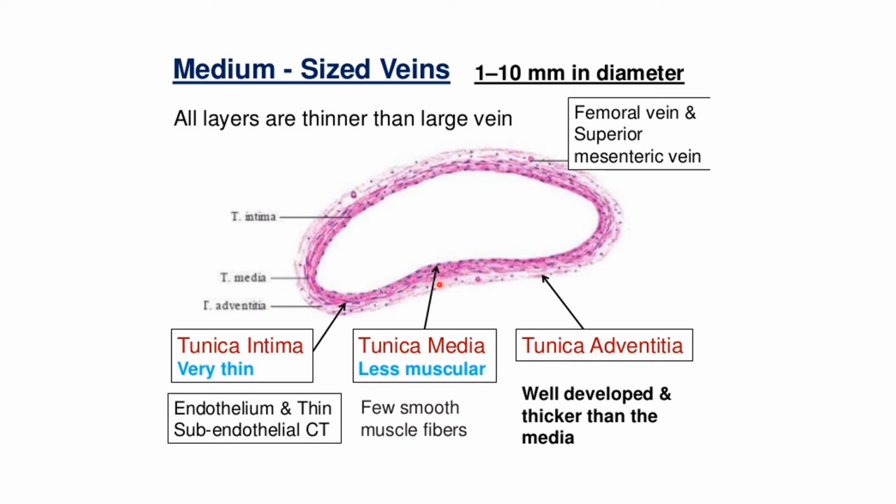The outermost layer is the tunica adventitia, which is thicker than the tunica media and contains collagen fibers and some elastic fibers.